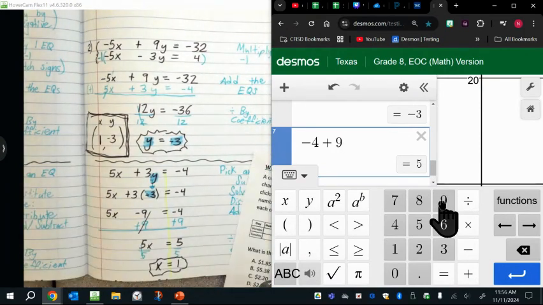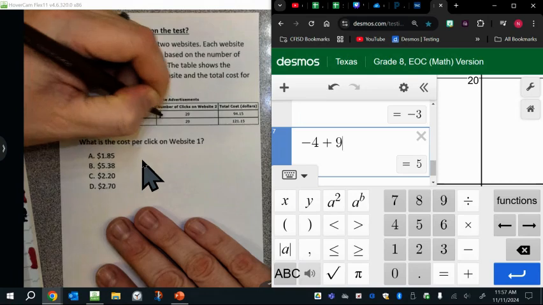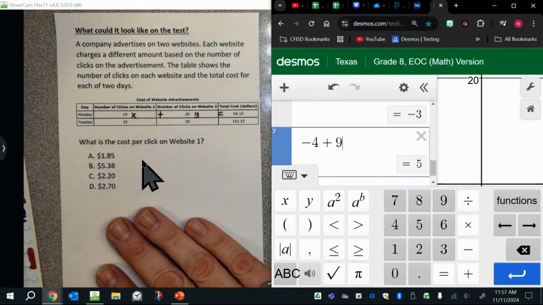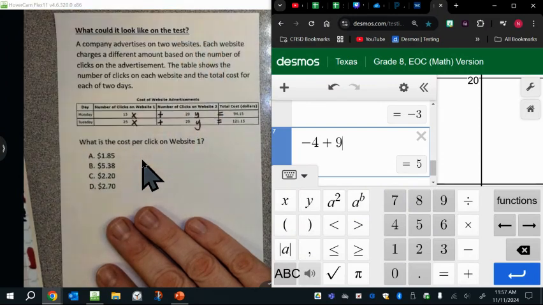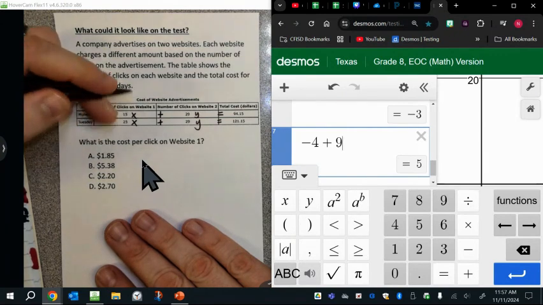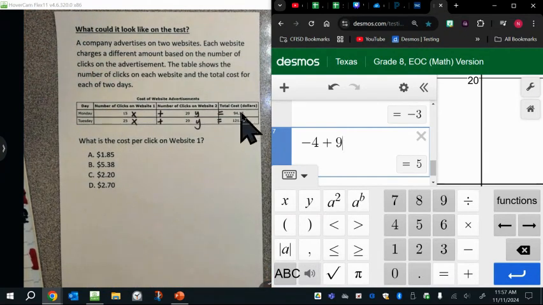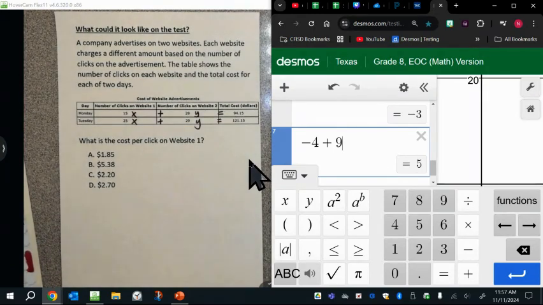All right, let's take a look at a word problem and what it would look like. 15x plus 29y equals 94.15. 25x plus 29y equals 121.15. So here's my two equations. All right. I want to know what the cost is for website 1. Here's website 1. Okay, so I have 15x plus 29y. I need to eliminate website 2 in order to solve for website 1.